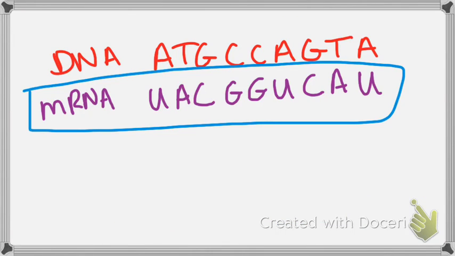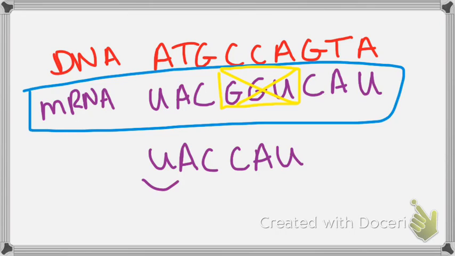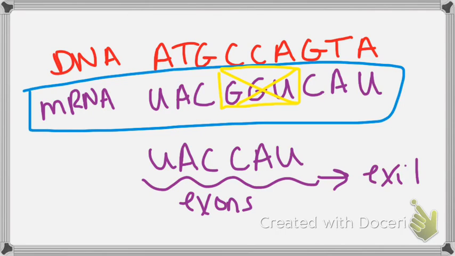Okay, so let's look back at this mRNA strand that we transcribed earlier. Let's say that we have an intron right here. This intron does not need to leave the nucleus. It's extra information. We're going to take it out. So in mRNA editing, we're going to take out the intron, and then piece together the rest of it. So UAC, CAU. These would be our exons that get to exit the nucleus.